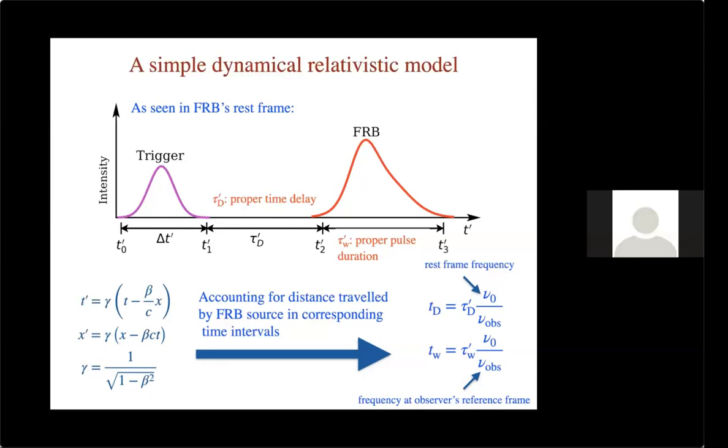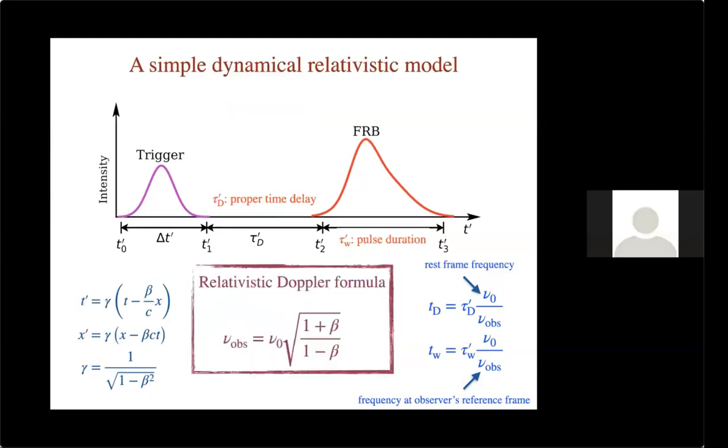And we also find this relationship for T_W, which is the pulse duration at the observer's frame. Nu naught and nu observe are related using the relativistic Doppler formula. Here, beta is the velocity of the source divided by the speed of light. This very simple relationship that we find for the pulse duration and the delay time contains very important information in spite of its simple appearance.